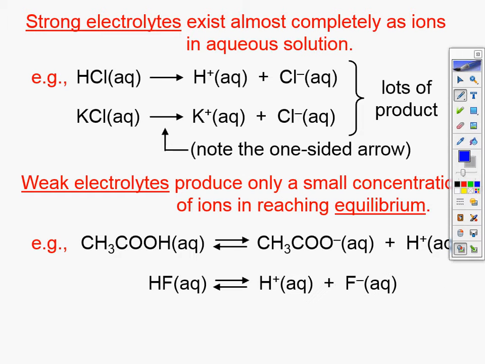Another one for you is hydrofluoric acid, which is weak. We're going to have lots of reactants left and very few ions formed. So hydrofluoric acid is weak. Now it comes to the point where we have to memorize the 7 strong acids. On that sheet I gave you at the beginning of the year, things I need to know for the AP exam, that comes on the next slide, where we have to memorize these 7 strong acids.